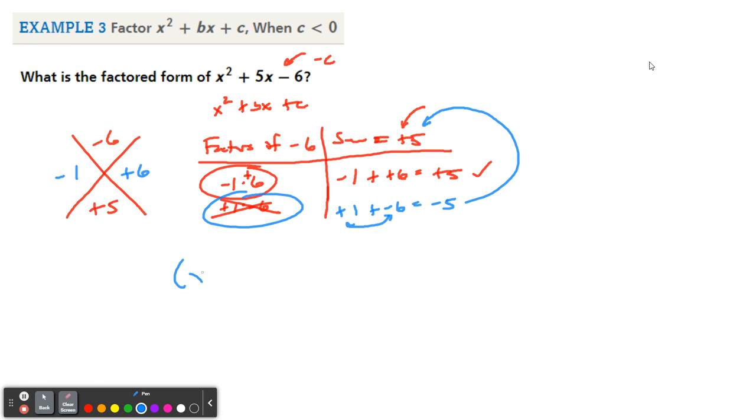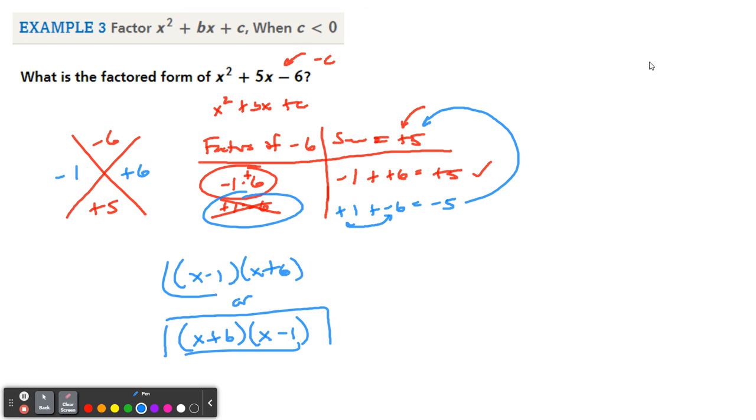Okay, so we know our answer is x minus 1 times x plus 6. Now, you can also switch the numbers. But notice when I switch the numbers, like when I bring the 6 forward, the plus sign comes with it. Don't leave the negative in the first parenthesis. And then when the 1 goes second, it goes with the negative. So either this or that.